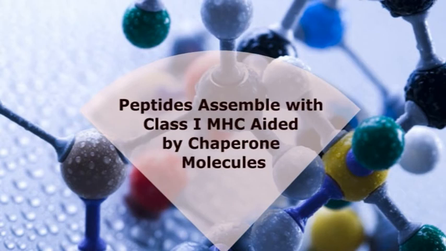Peptides assemble with class I MHC aided by chaperone molecules. The alpha chain and beta 2 microglobulin components of the class I MHC molecule are synthesized on polysomes along the rough endoplasmic reticulum. Assembly of these components into a stable class I MHC molecular complex that can exit the RER requires the presence of a peptide in the binding groove of the class I molecule.